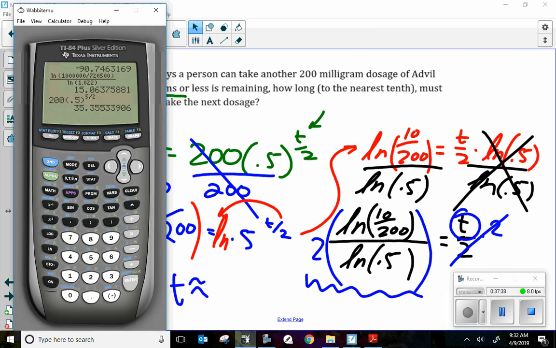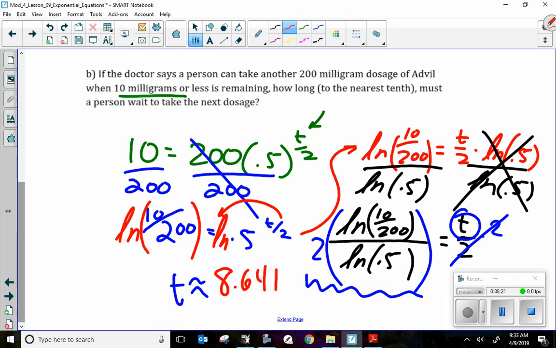I'm excited. Let's see when this guy can take more pain medicine, because that's what we need in this country, more pain meds. Alpha y equals, enter. The ln of 10 divided by 200 all over the ln of 0.5, and I'm going to multiply that times 2. Oh, my 200. Again, that nasty 0 in the calculator. 0, then the parenthesis. Okay, 10 divided by 200, all over the ln of 0.5. Bam! 8.64 hours. That's approximately 8.64 hours.